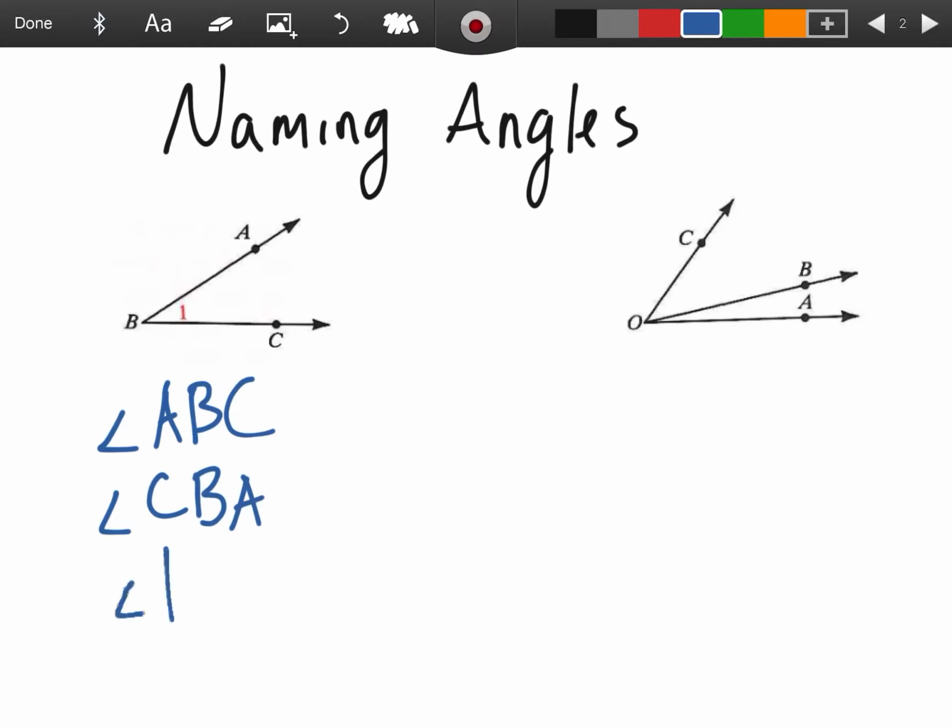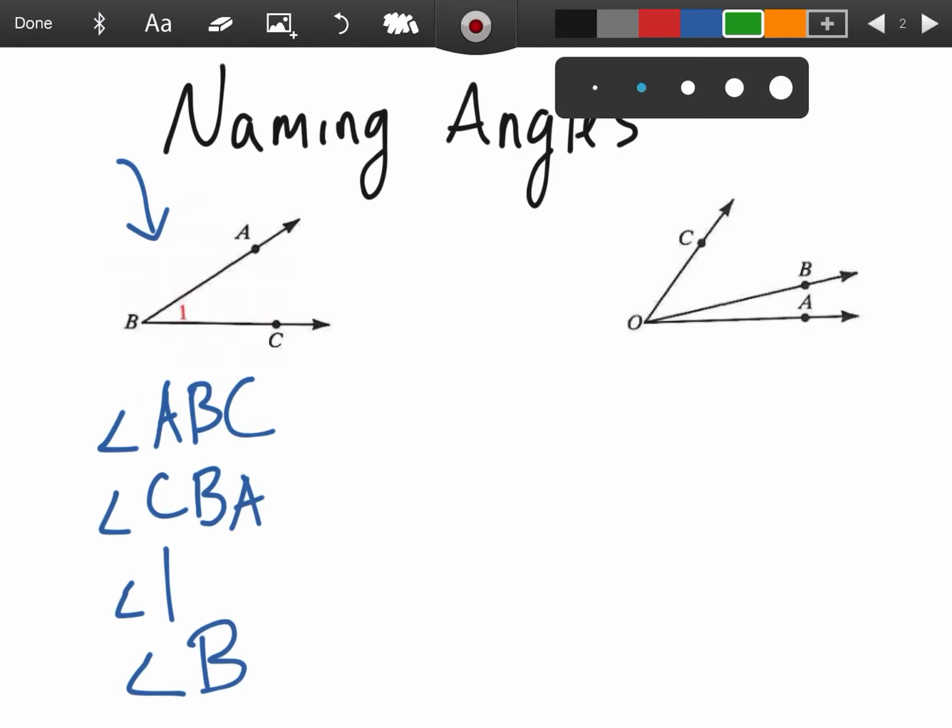And also, for this problem, and this will work for this problem but possibly not other problems, if it's a stand-alone angle, so in this case, this angle is really all by itself, we can just call it angle and then give it the vertex's name. So we could just call this angle B. That also works.